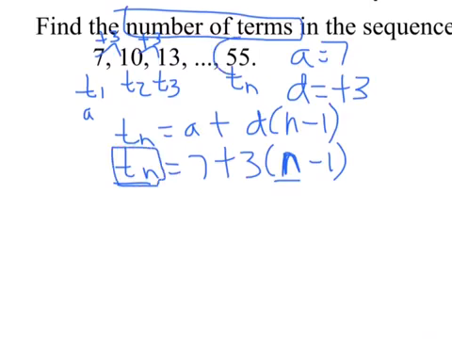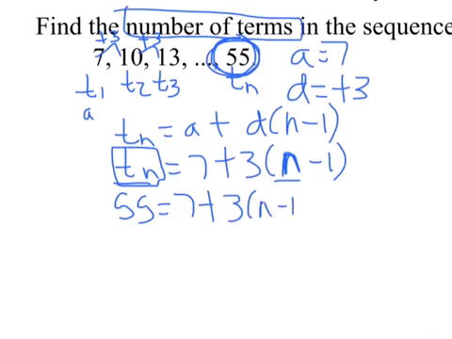So what's that 55? Is that a term value or is that a term number? If it's a term value, that's like y. A term number is like x. I'm thinking that's like a y value. So what this question is really saying is, when the y value is 55, what's x? So 55, the last term in the pattern, equals 7 plus 3(n minus 1).